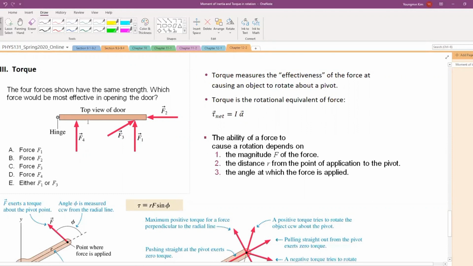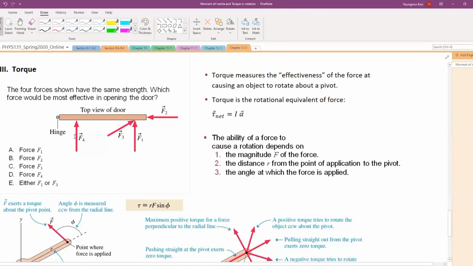And from my everyday experience, which is the most effective way in opening the door, given that you have the same magnitude of the force? And the answer is, of course, force 1. This is the way that normally we open doors. And nobody will try to open the door this way when you try to swing the door this way, right? Now, so we already have an experience about this torque concept.